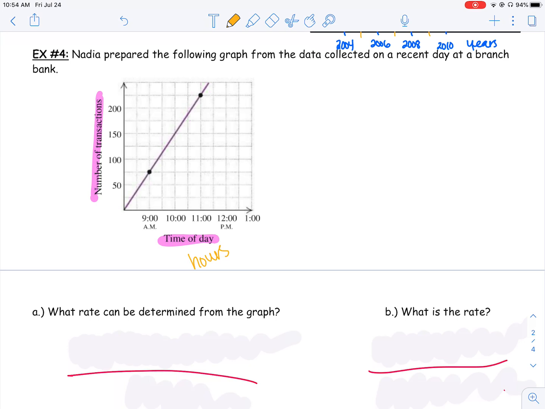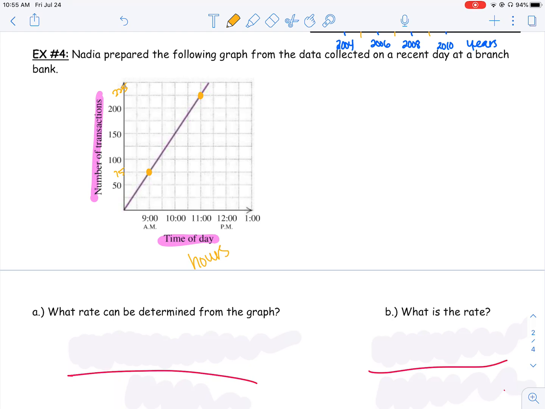It looks like at 9 o'clock, she made how many transactions? Well, between 50 and 100, it looks like 75, right? So we have this piece of information symbolized by that ordered pair. We also have another piece of information symbolized by this ordered pair. It looks like at 11 o'clock, she had already made 225, right? Transactions. So we want to figure out what her rate is.